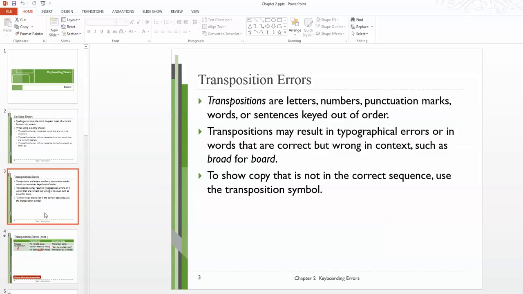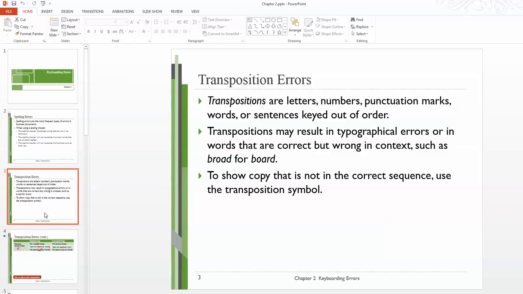Another very common type of error is a transposition error. Now, technically, it could be a spelling error as well, but transposition is where we've got two letters or two words that should be reversed because they've been put in the wrong order. Now, I find that sometimes that happens to me when I type kind of fast and I'll just type the sentence and the words will be out of order a little bit. And I'll have to do some pretty serious proofreading to catch those kind of errors.